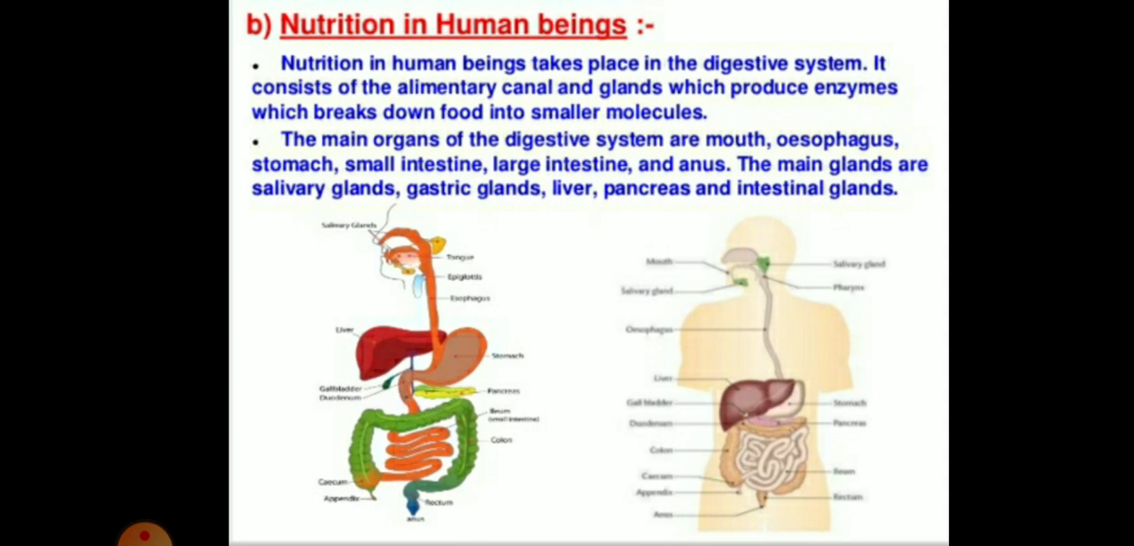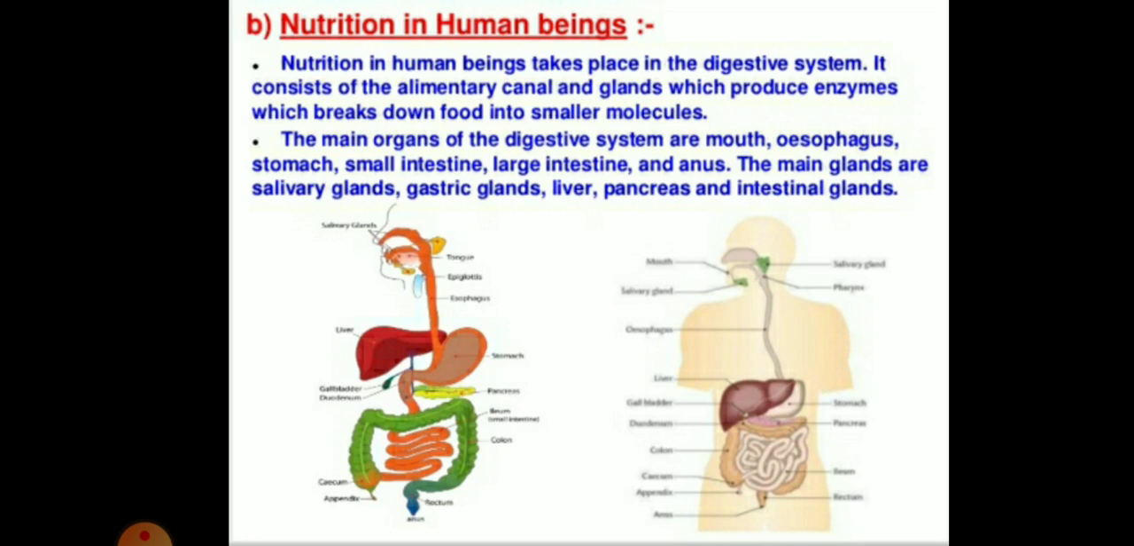So children, how does the nutrition process occur in human beings? The nutrition in human beings takes place in the digestive system. As we know, it consists of the alimentary canal and the digestive glands, which produce the enzymes that break down food into simpler, smaller molecules. The main aim of digestion is to break down big food particles into a simple absorbable form.